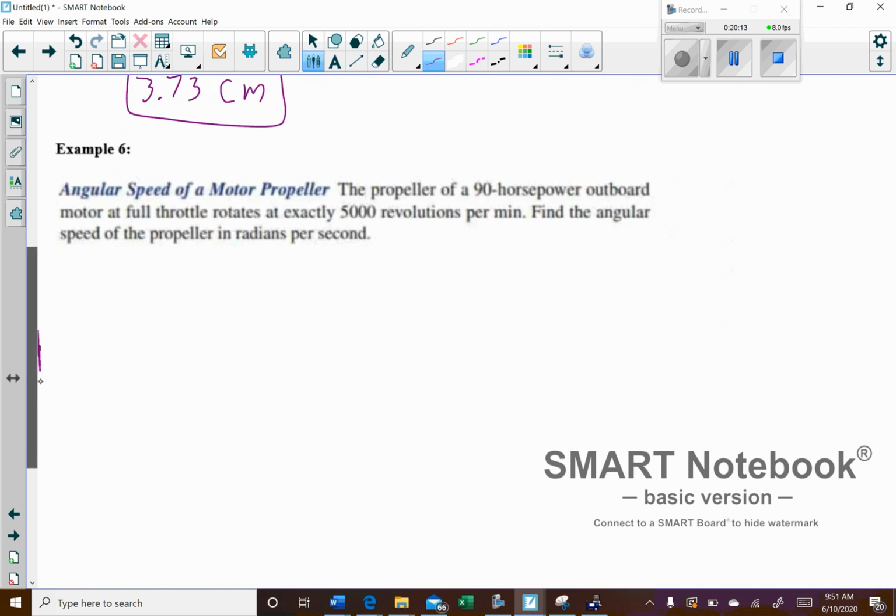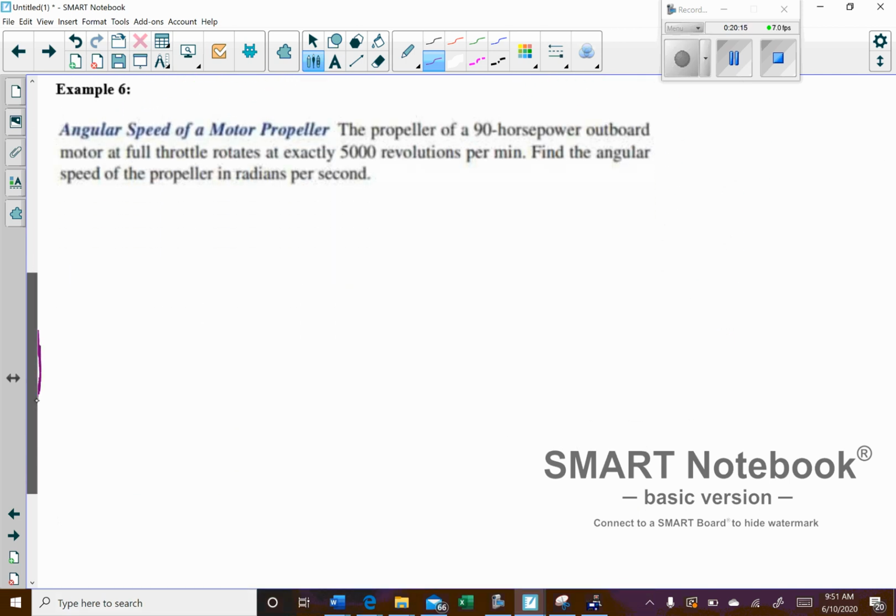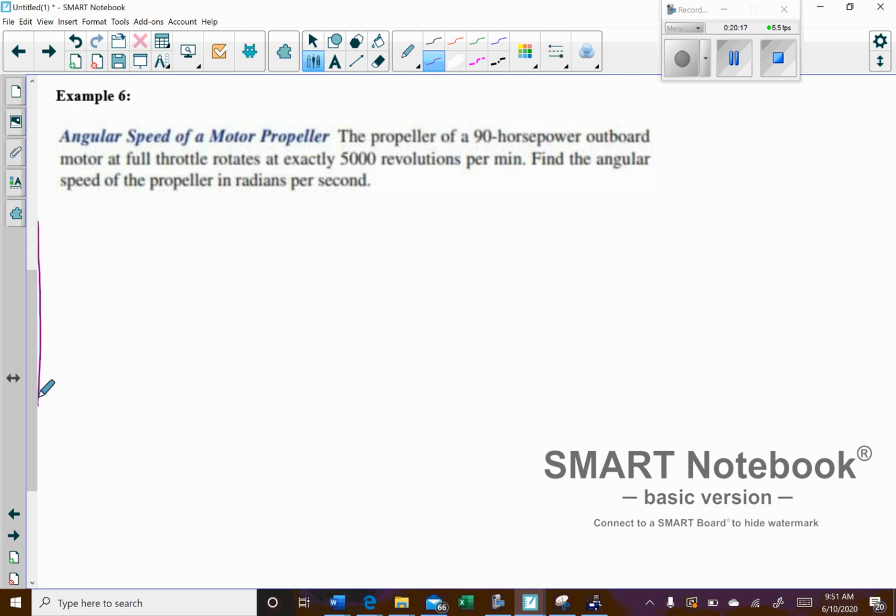Okay, our last one right here. So angular speed of a motor propeller. The propeller of a 90 horsepower outboard motor at full throttle rotates exactly 5,000 revolutions per minute. Find the angular speed of the propeller in radians per second. Okay, so once again, this is kind of similar where you're going to have to kind of convert things down.